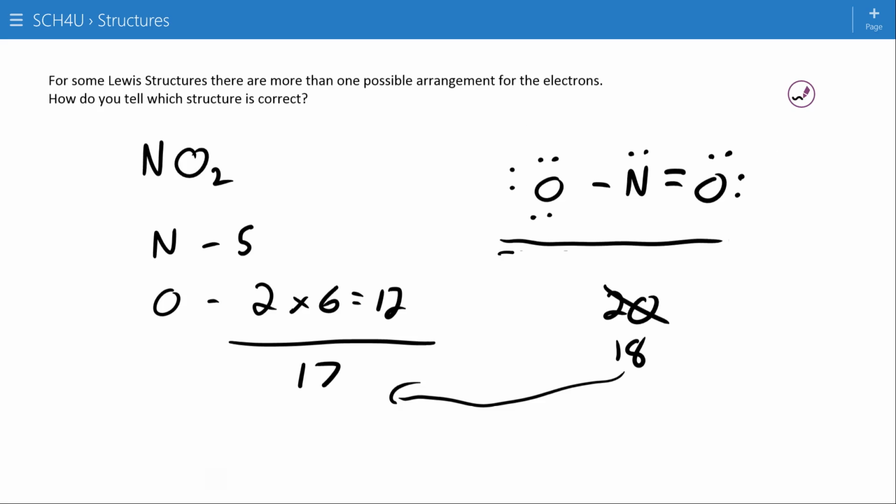Let's pause with this Lewis structure right here. We're just going to leave them alone. We're going to come back. We're going to learn what this formal charge thing is, and then we'll come back up and decide which of these electrons we would remove to get down to our 17.